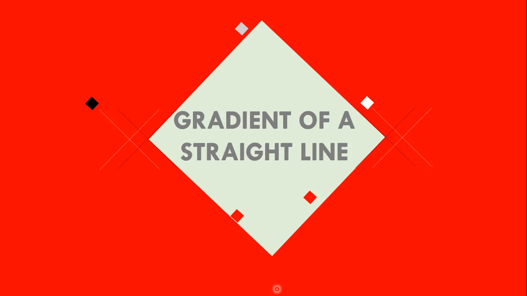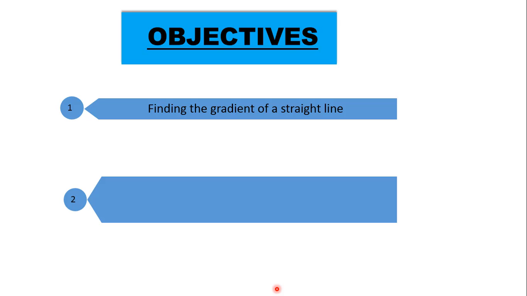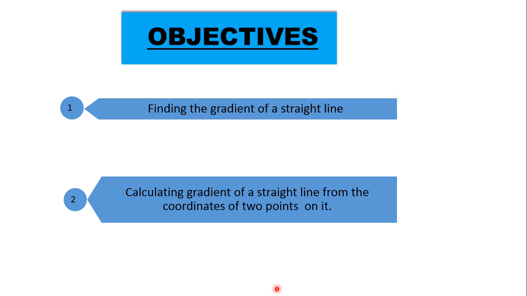This is the second video in my series on the topic coordinate geometry, and today we are going to discuss gradient of a straight line. Students, there are two main objectives that we have to attain in today's tutorial. Number one, finding the gradient of a straight line. Number two, calculating gradient of a straight line if we are given the coordinates of 2 points on it.